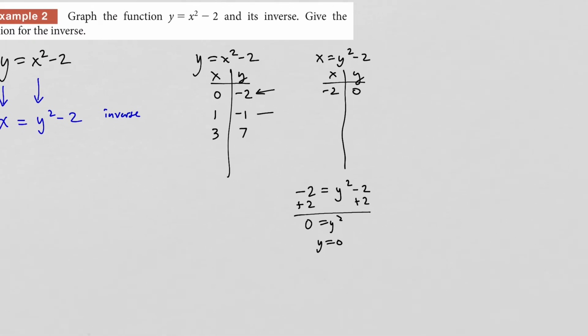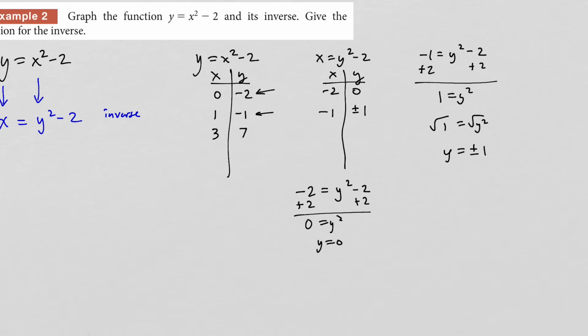If I plug in x equals negative 1, it's a little bit different. Plug it in, negative 1, we get negative 1 equals y squared minus 2. Adding 2 to both sides gives us 1 equals y squared. And then taking the square root of both sides, this is going to end up giving us y equals plus or minus 1, right? Because 1 squared is 1 and negative 1 squared is 1. So you get 2 values for y there. Now, that's okay when you're talking about inverses, but that's not okay when you're talking about functions. And we'll come back to that in just a couple minutes.